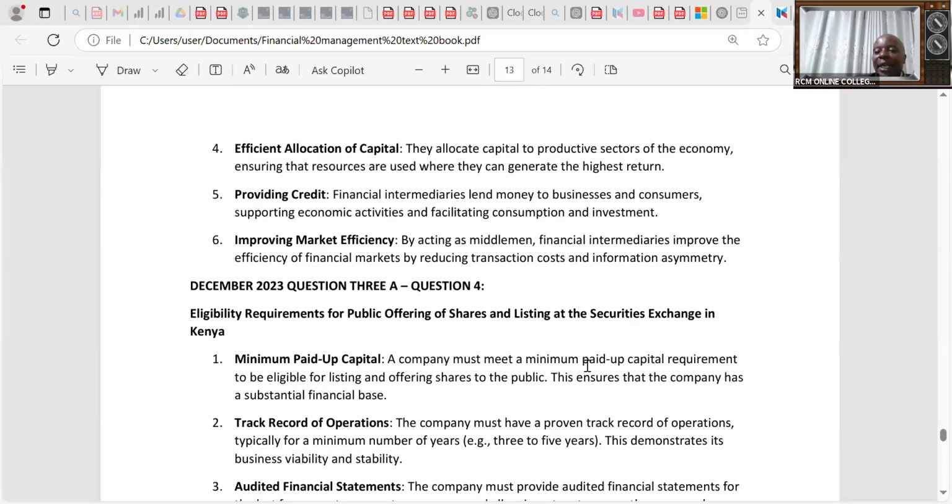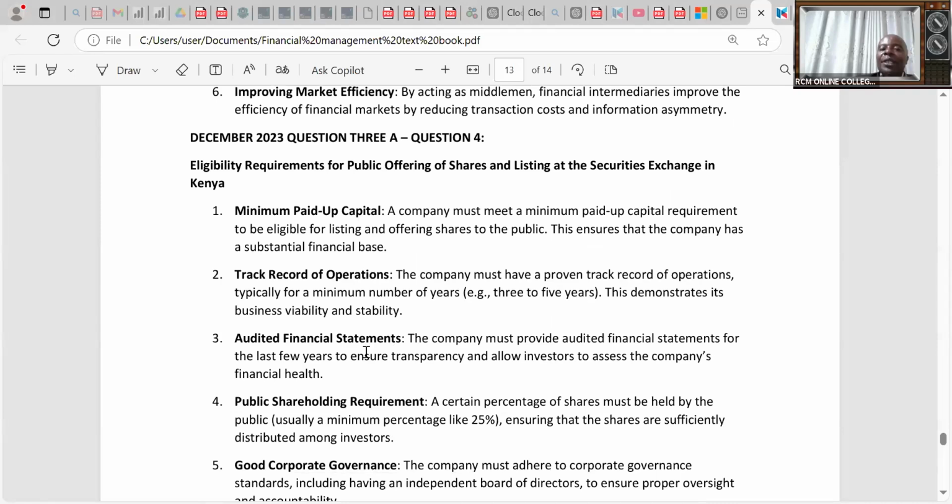Corporate governance. You must be a company that is directed and controlled very well. So you have a board, etc. So minimum paid up capital. A company must meet a minimum paid up capital requirement to be eligible for listing and offering shares to the public. Track record of operations. The company must have a proven track record of operations, typically for a minimum number of years, e.g. 3 to 5 years. In Kenya, it's 5 years. This demonstrates its business viability and stability.